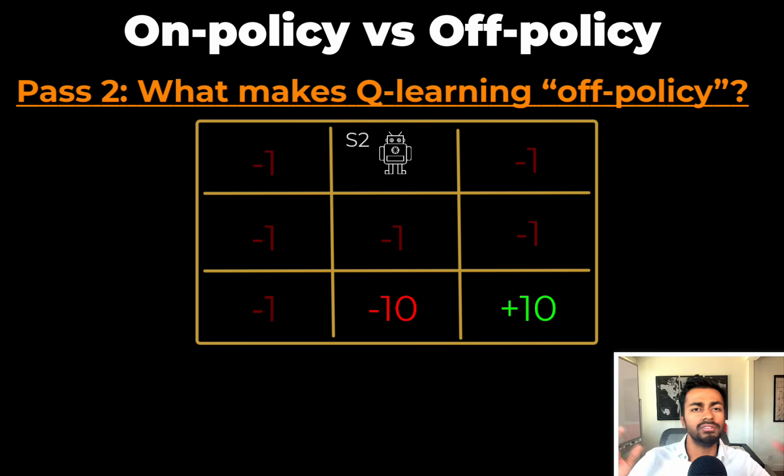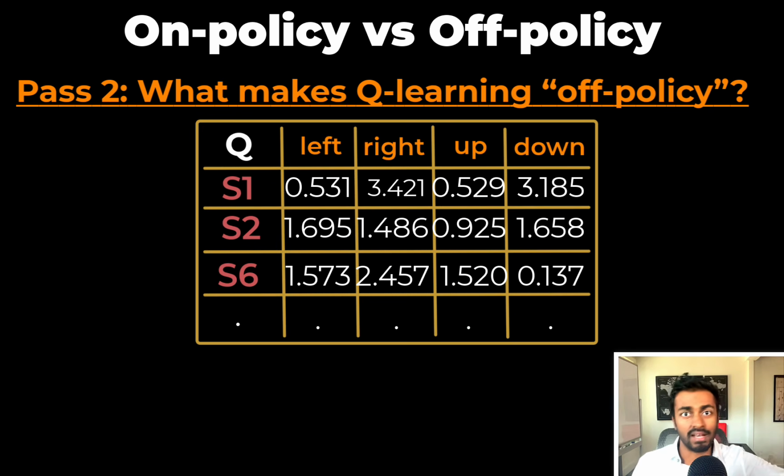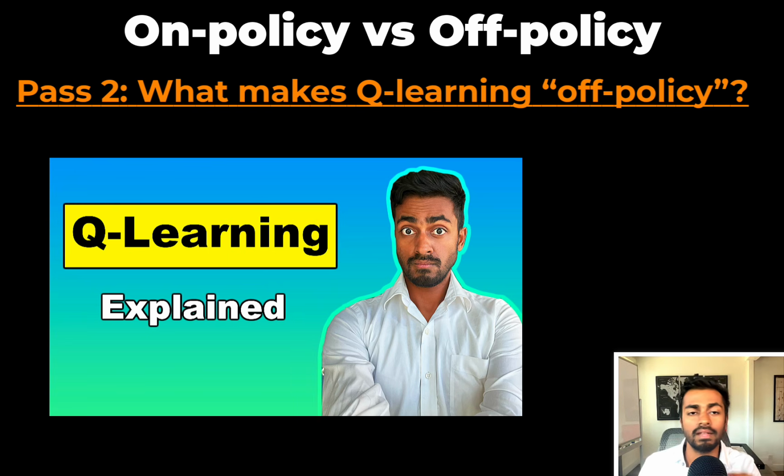Now we can continue to do other time steps like this until the agent hits +10 or -10, and update the Q values accordingly for every time step. This will be the end of one episode. You keep on executing multiple episodes like this until the Q values in the table become more stable. For a complete breakdown of Q-learning, check out the full video.